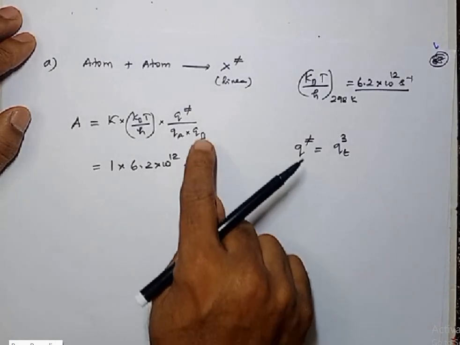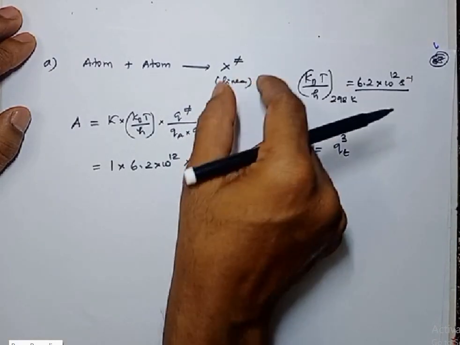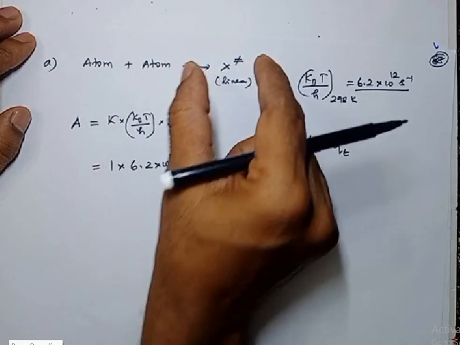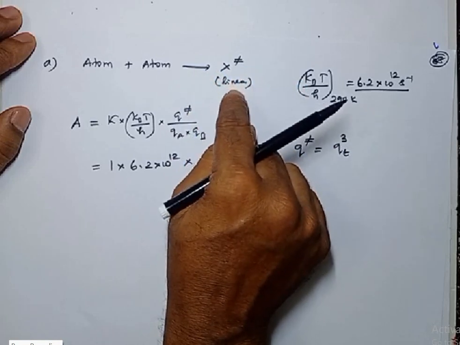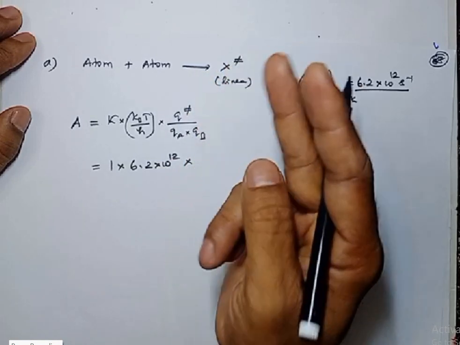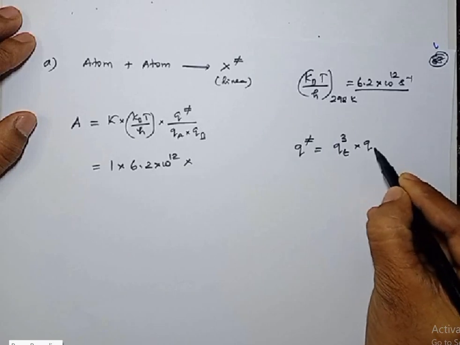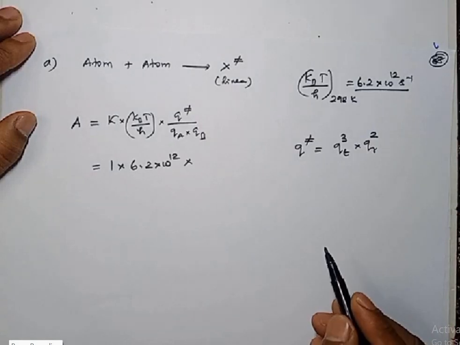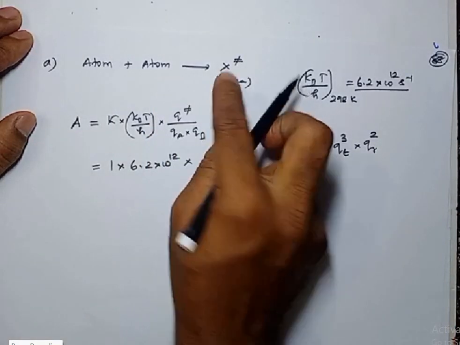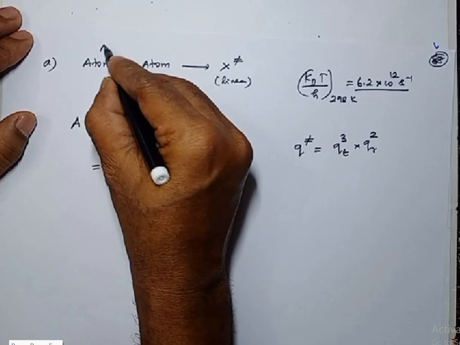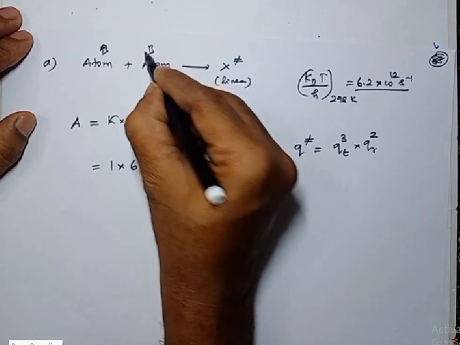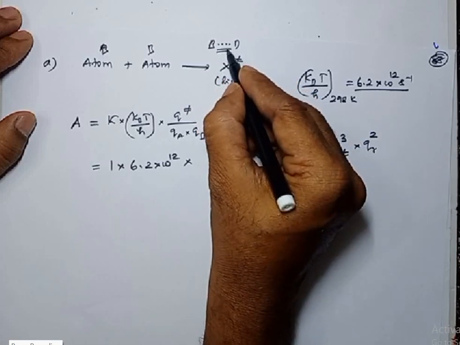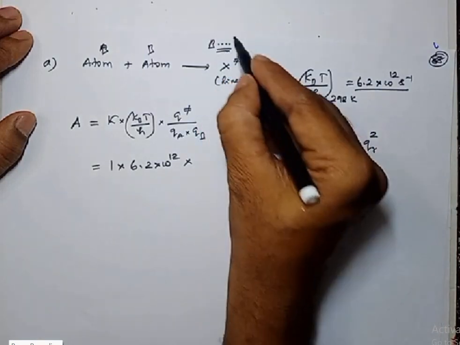Then, see, we get a linear activated complex. The 2 atoms combine and form a linear activated complex. In the case of linear species, there are 2 rotations possible. So, one rotation QR, another rotation QR, QR into QR becomes QR square. Right? And listen, suppose I take one atom as B, another atom also as B, if they associate, there is a bond-like situation.